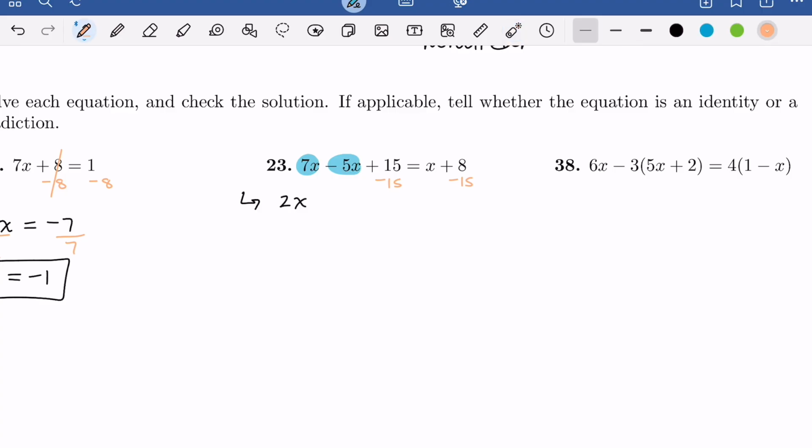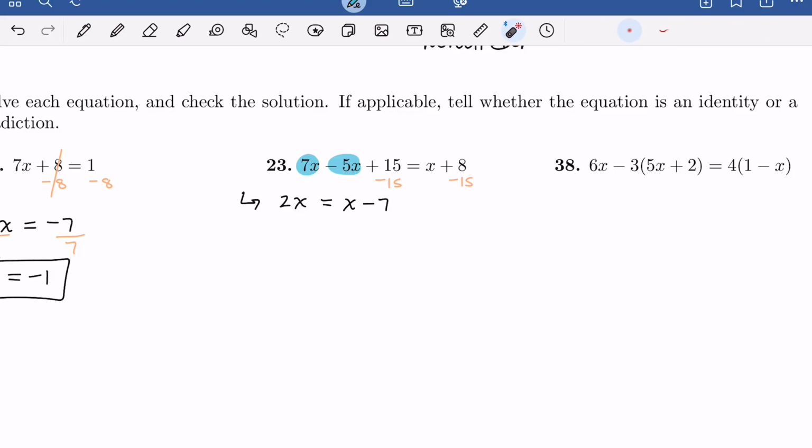Now doing that, I'm going to be left with just this 2x on the left-hand side, right? We combine like terms here, and then we're moving this guy over. Now on the right-hand side, notice I still have this x, and then we have 8 minus 15. So this is going to give us a -7.